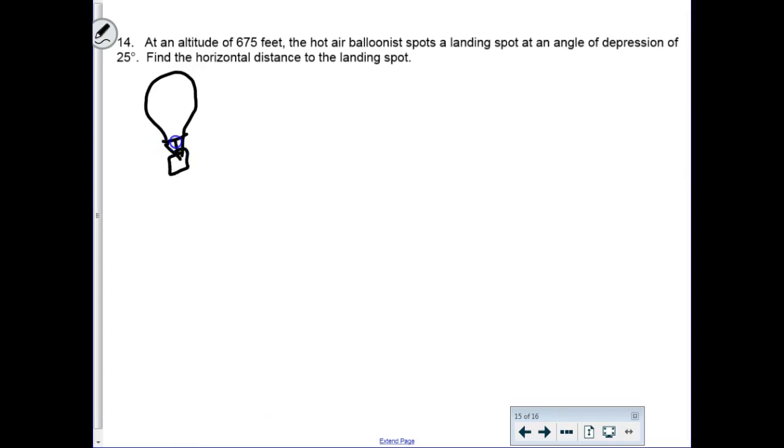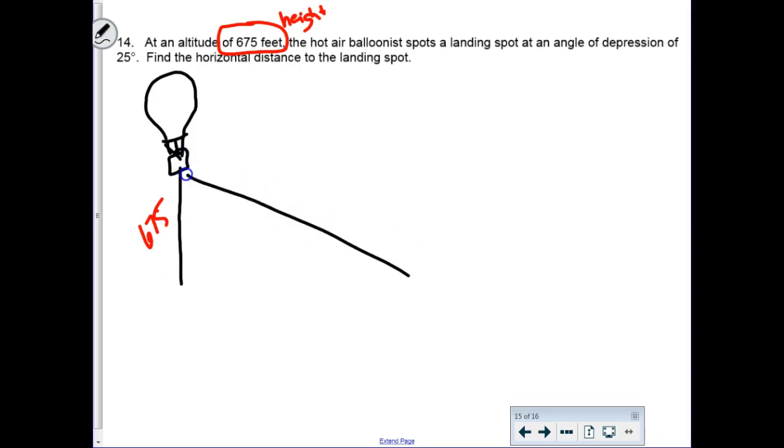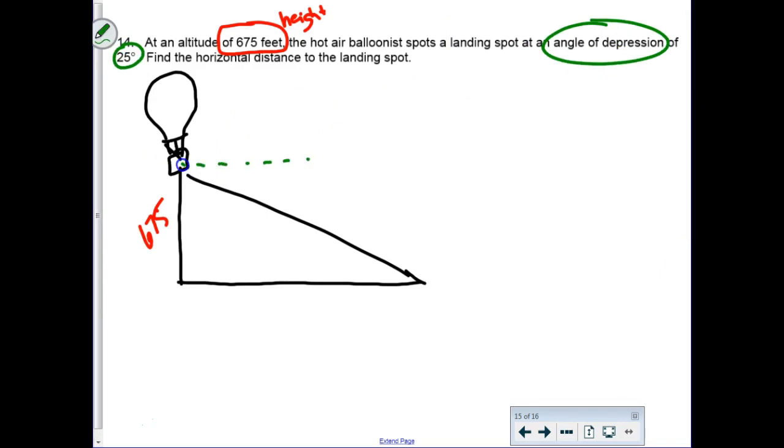Okay, whatever. Pretend. Anyways, it's at an altitude of 675 feet. Altitude is a very fancy word for height. So anytime they say altitude, just remember that it means height. And then they spy a landing spot way over here. And then it says the angle of depression of 25 degrees. So remember, angle of depression is the one that's outside of the triangle looking down towards the ground. So because the angle of depression is 25, that means also your angle of elevation is 25 degrees.